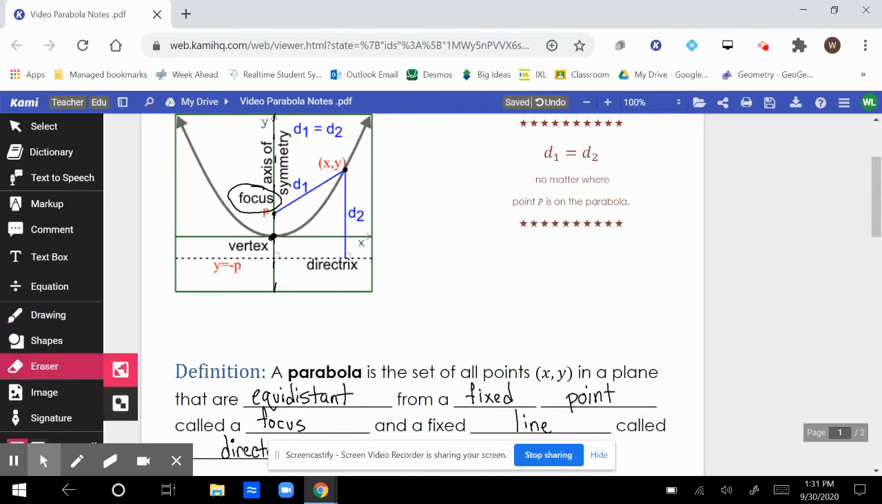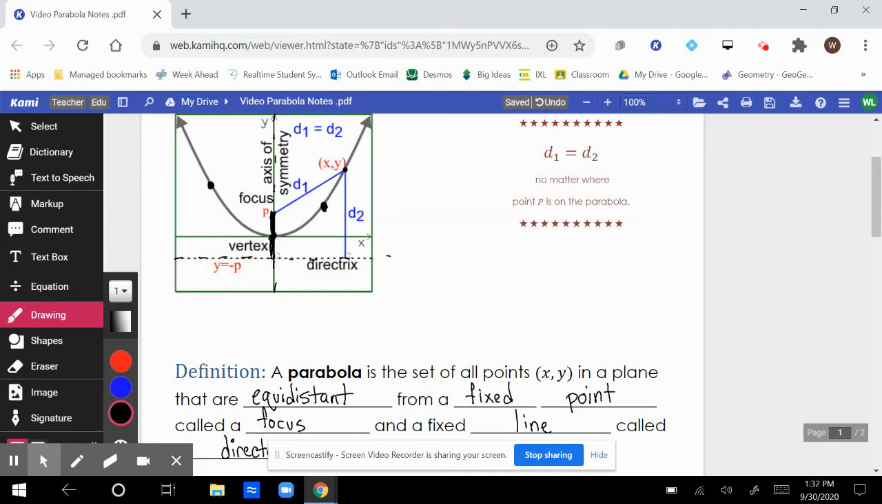Going back to this diagram now, using that definition. Every point on the parabola, it could be the vertex, it could be some random point over here on the left, it could be some random point on the right. If I measure the distance from that point to the focus and from that point to this dashed line down here called the directrix, that distance will be the exact same.